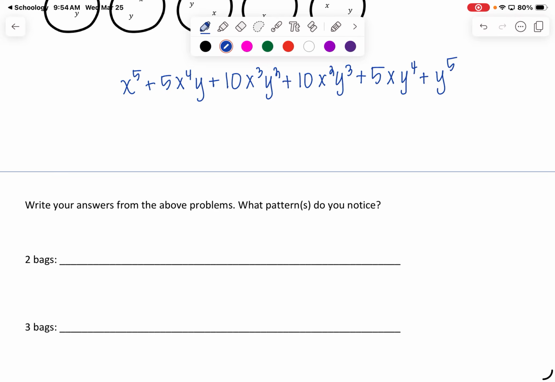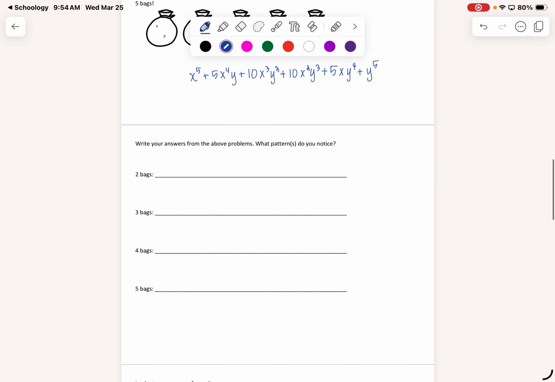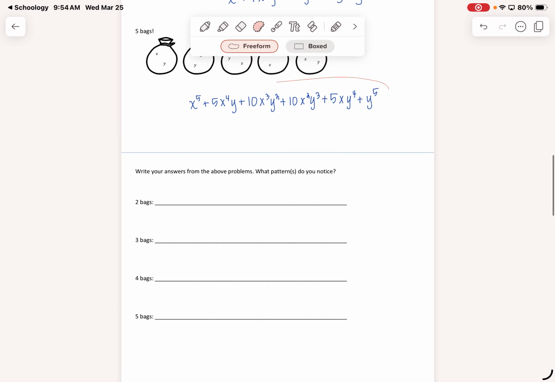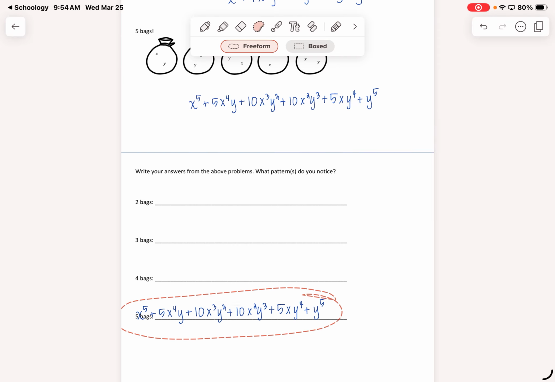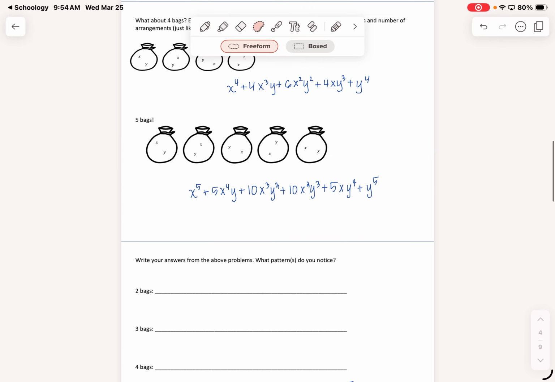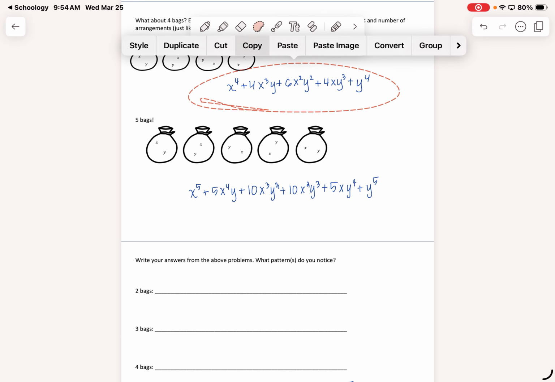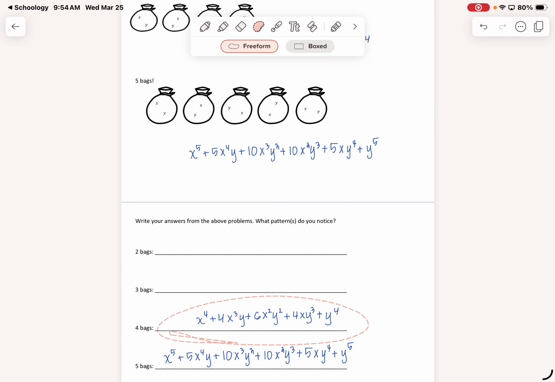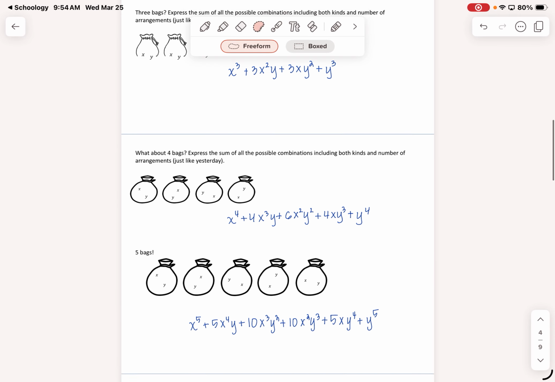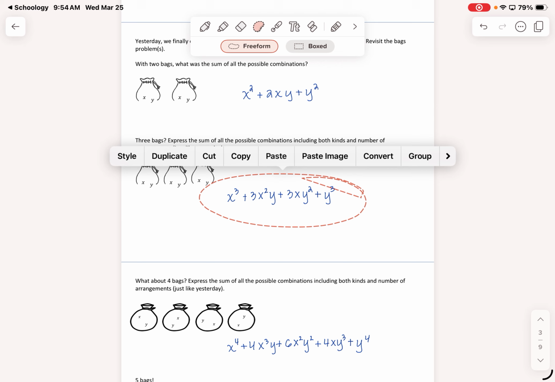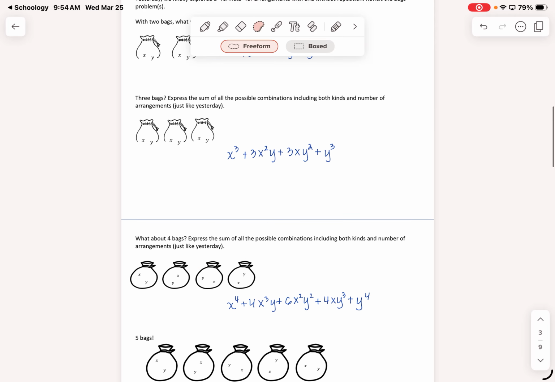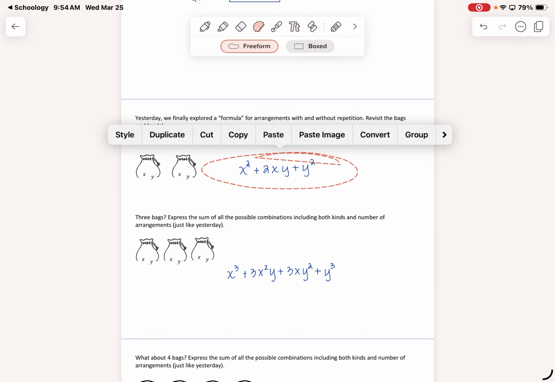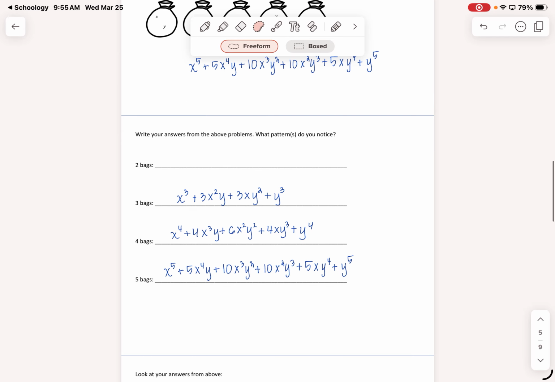You should be seeing a pattern here. So let's actually take these and put them all here, right back to back so you can see them all. So here's 5 bags. And here was 4 bags. Copy, paste, just so that they're all on the same page so we can see the pattern if you didn't recognize it yet. Okay, a lot of dead air there.